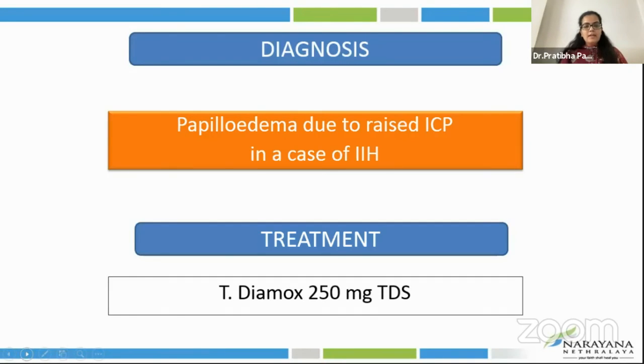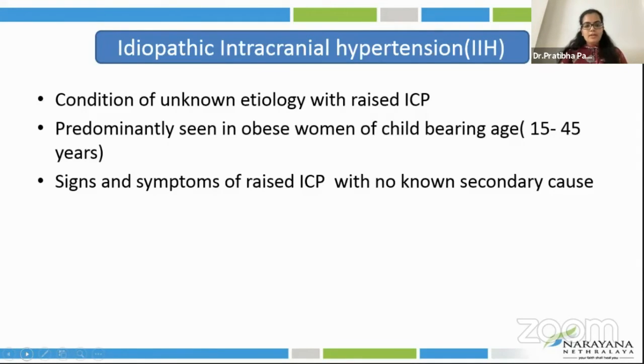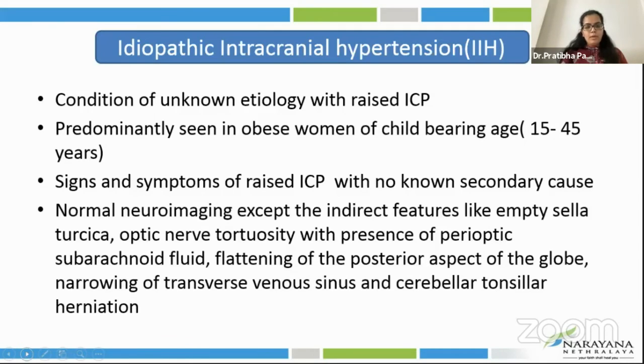And we started on Diamox, 250 milligrams. IIH is a condition of unknown etiology predominantly seen in obese women of childbearing age. However, our patient was a male patient associated with signs and symptoms of raised ICP and essentially normal neuroimaging.